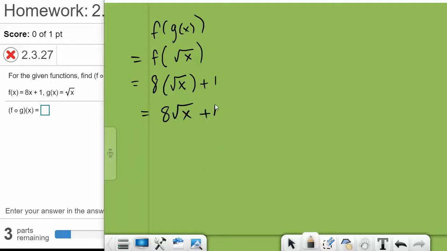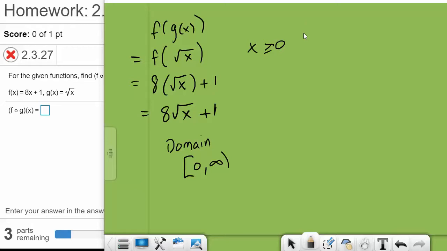And the domain, remember the domain for square roots, the radicand has to be greater than or equal to 0. So since it's just x, right, then the domain's 0 to infinity.